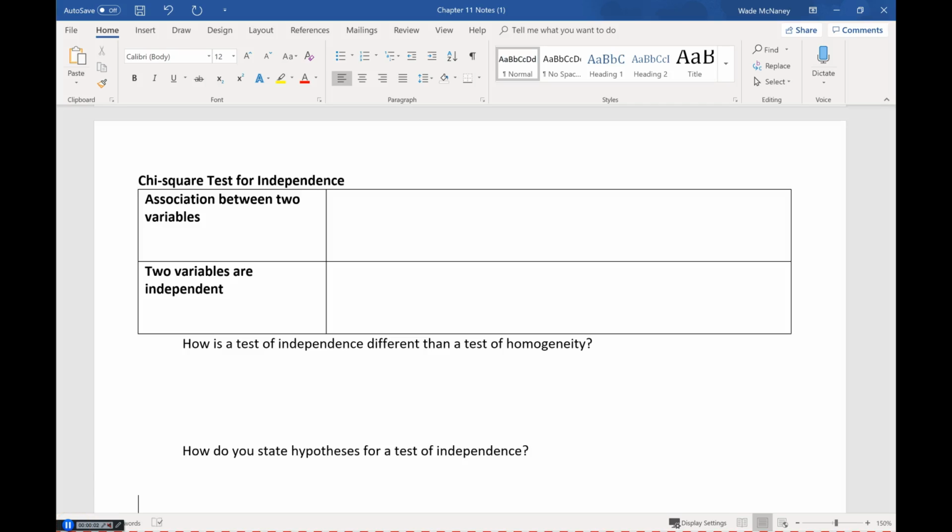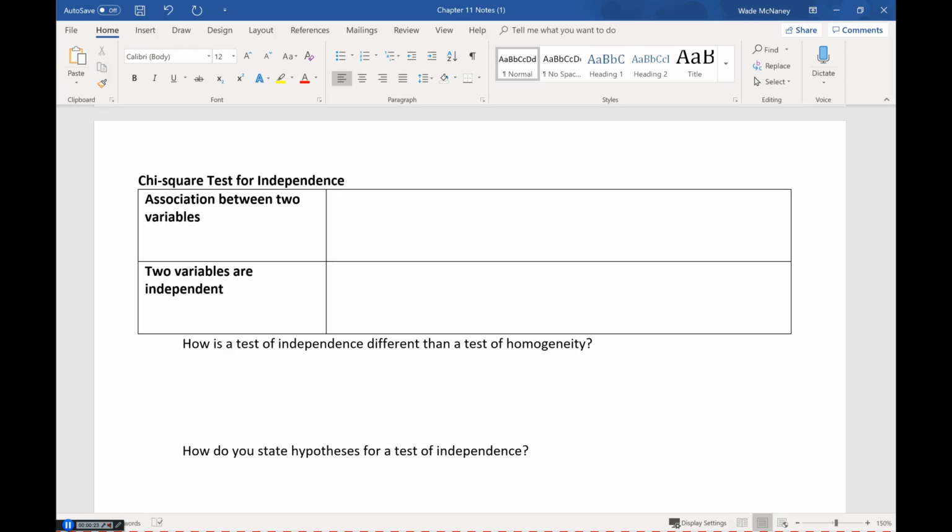Okay, so chi-squared test for independence. First of all, let's talk about what's the difference. We're going to review a little bit and then jump into the new, and go through this fairly quickly because it's pretty much the same thing that we've done. But chi-squared goodness of fit. What's the difference between goodness of fit and just a chi-squared test?